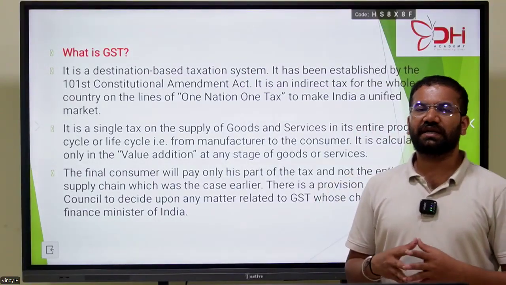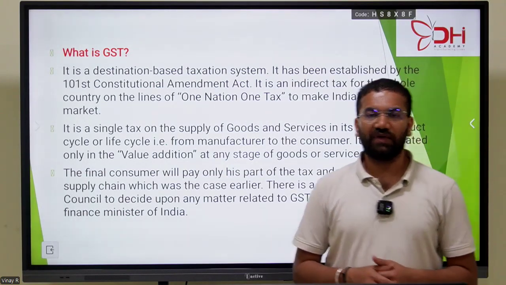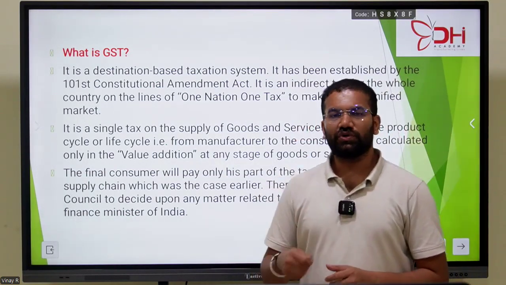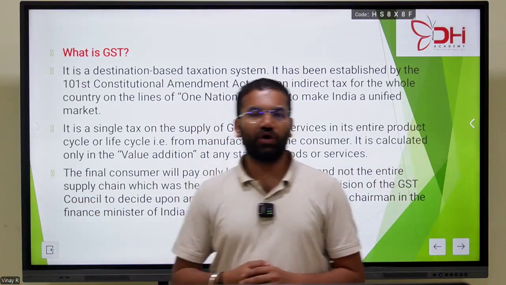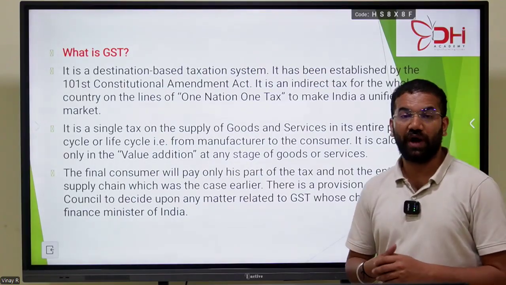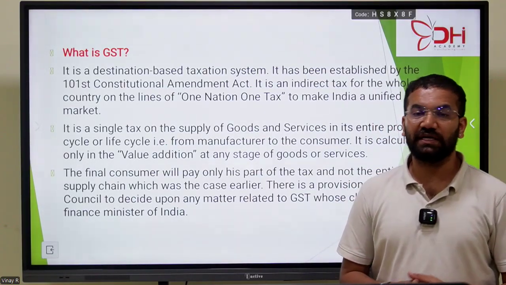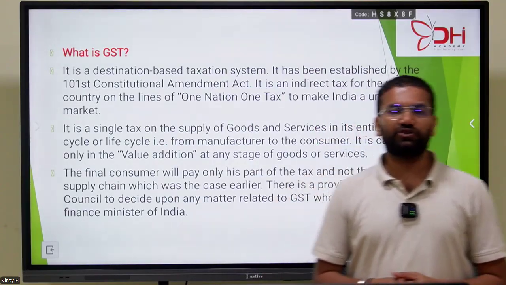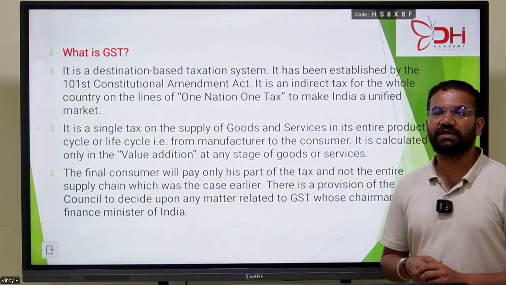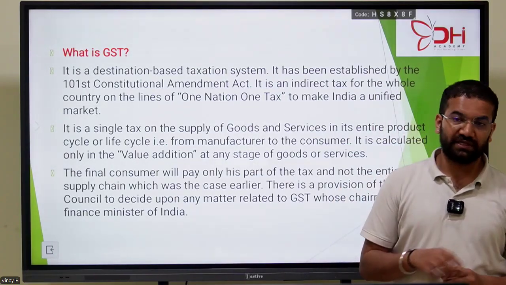Now, it is a single tax on supply of goods and services, and from manufacturing to the consumer at the end level, all aspects of value addition are considered, hence it is also called value added tax, in which input credit is provided at each and every level. The final consumer pays only the tax and not for the entire supply chain, which was the case earlier.